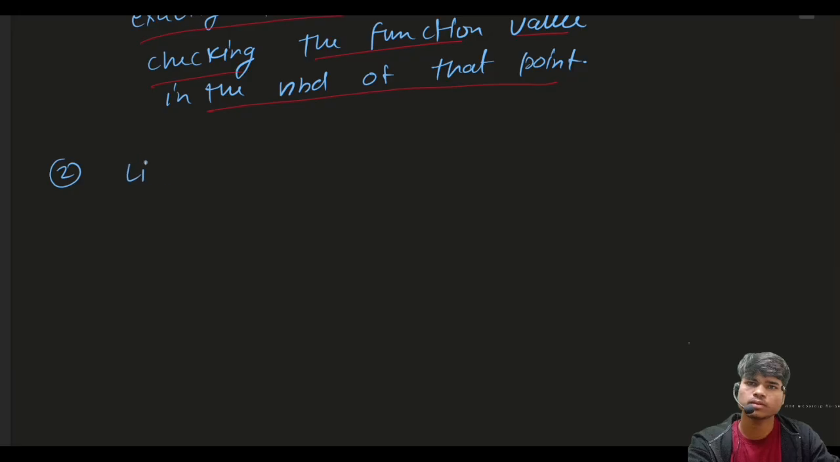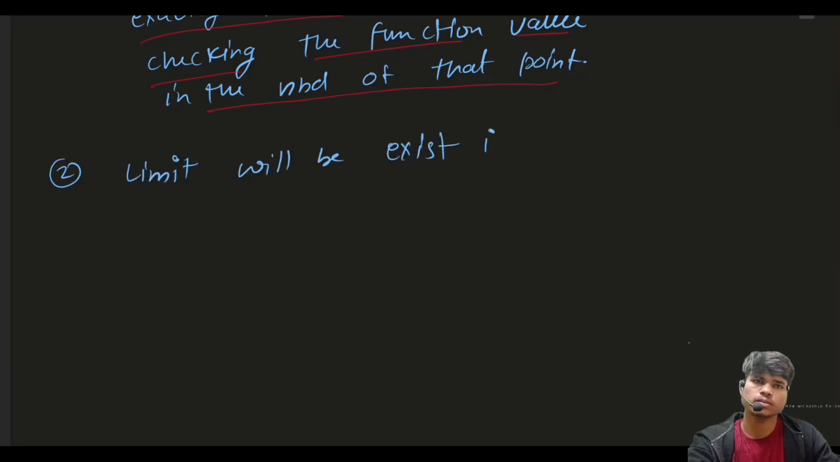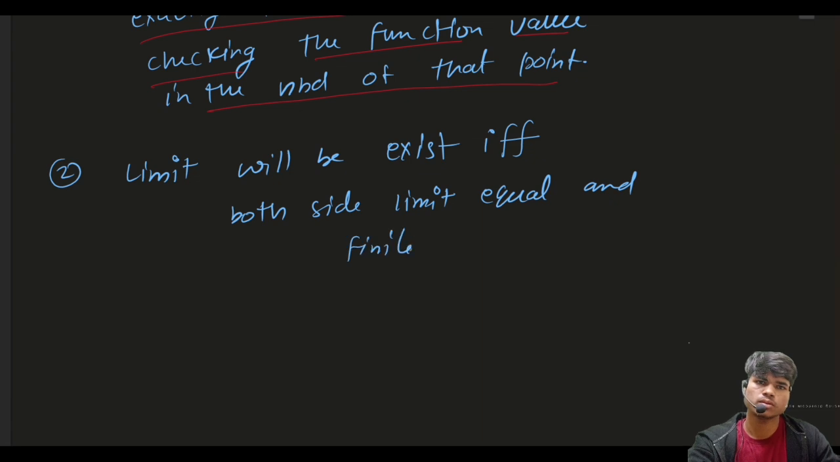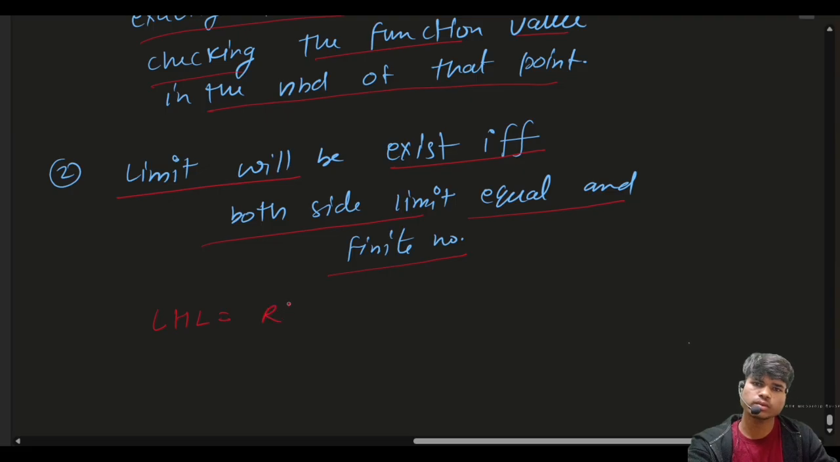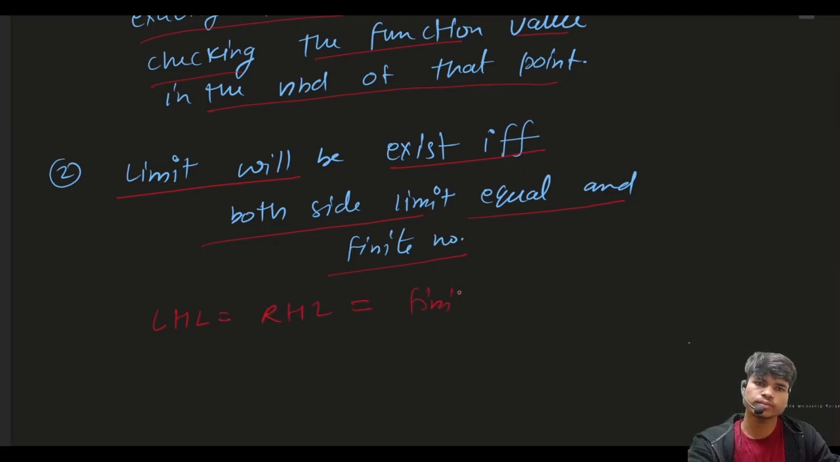Second, limit will exist if and only if both side limits are equal and a finite number. So we can write left hand limit equals right hand limit equals a finite number.